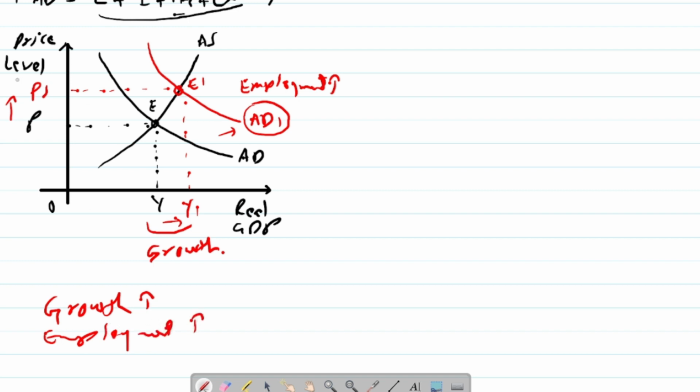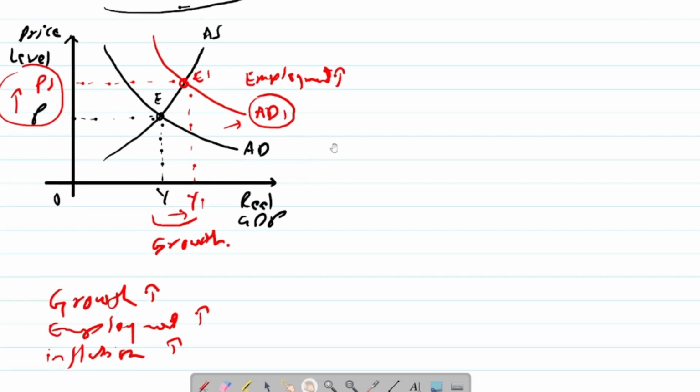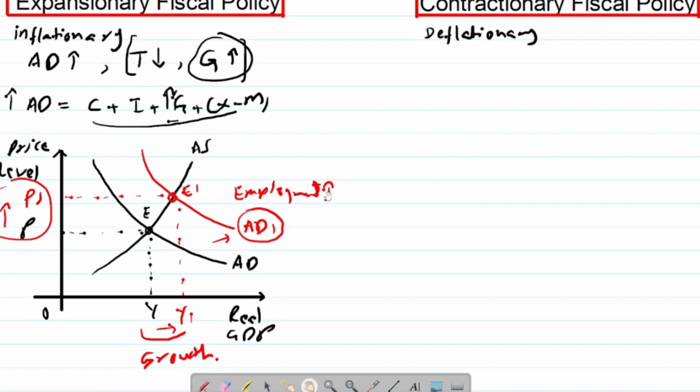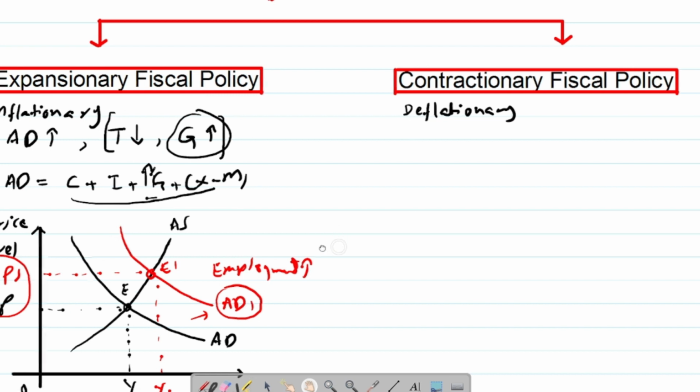But one objective, that is inflation, could not be achieved because inflation is increasing here. However, this policy has a negative impact, that inflation will increase. Although demand pull inflation is considered as good inflation if it is under control, if it increases beyond a certain limit, then definitely demand pull inflation is also a bad inflation.